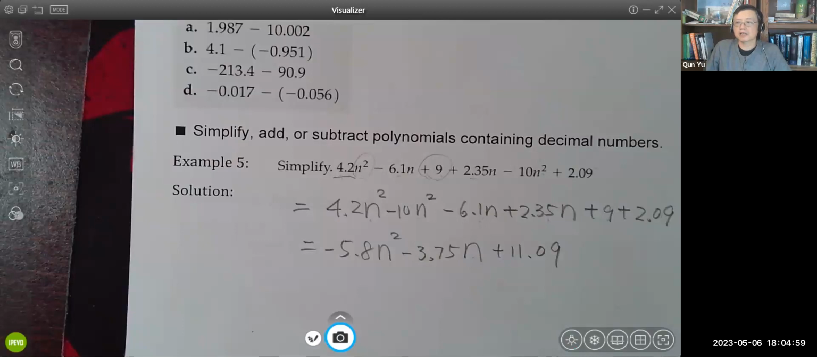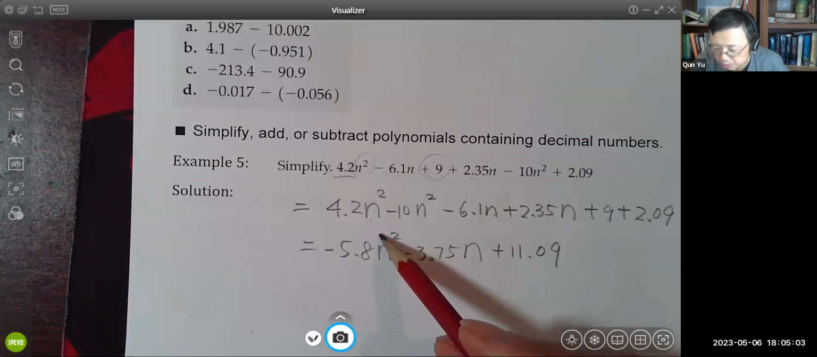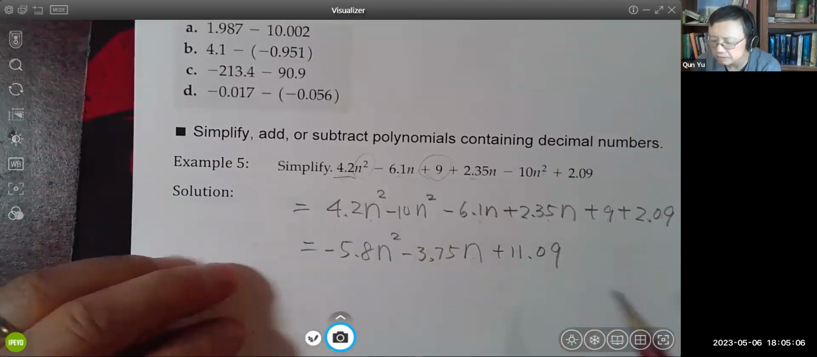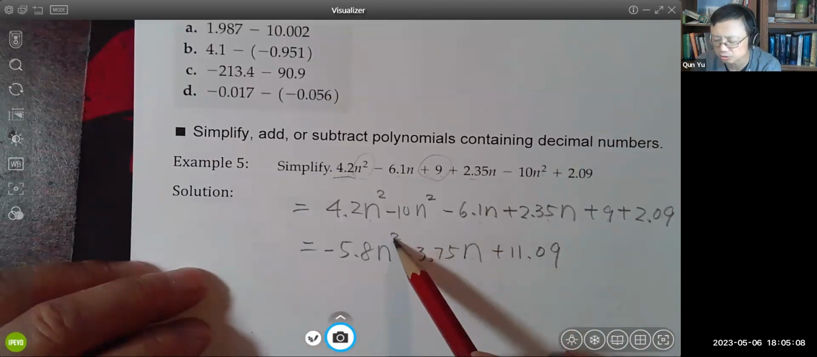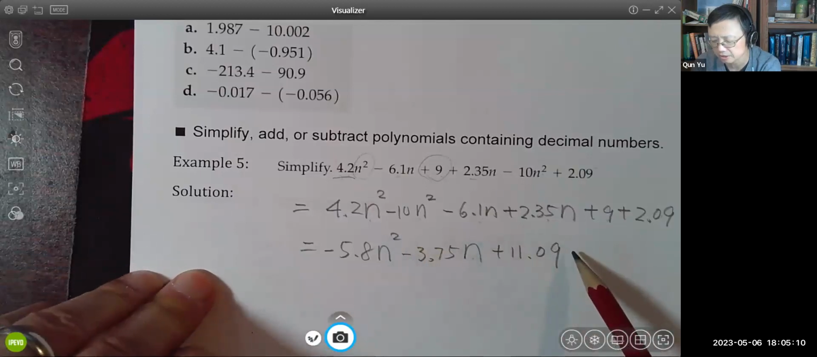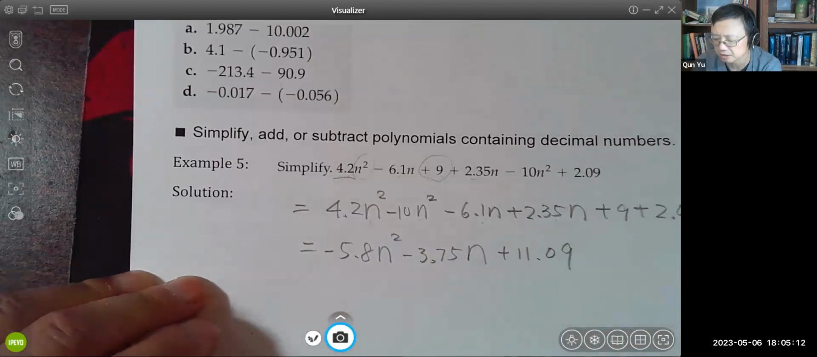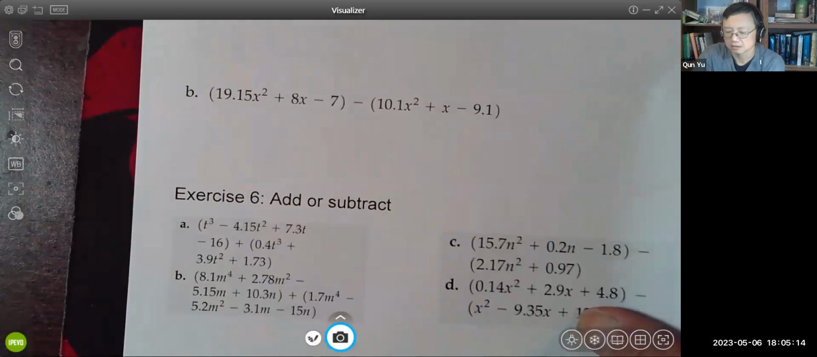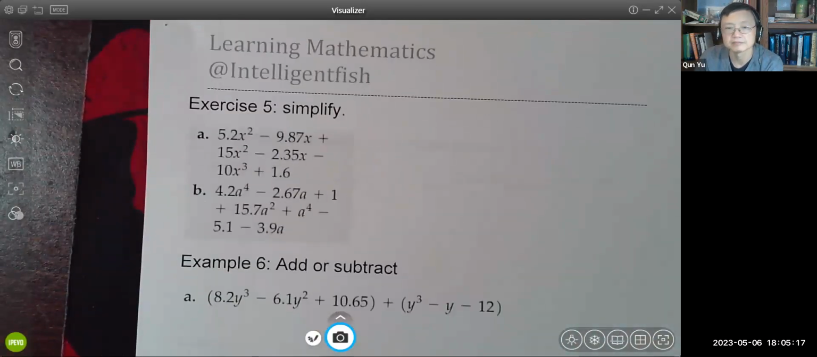Usually when we write a polynomial, we always write the term with highest exponent first, in descending order. There's the 2, there's the 1, there's no variable in the last term. Now, here's the exercise set.